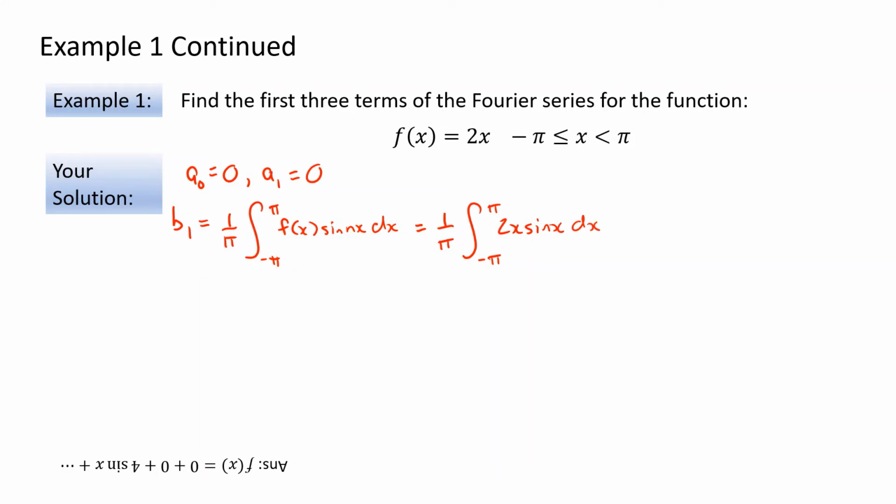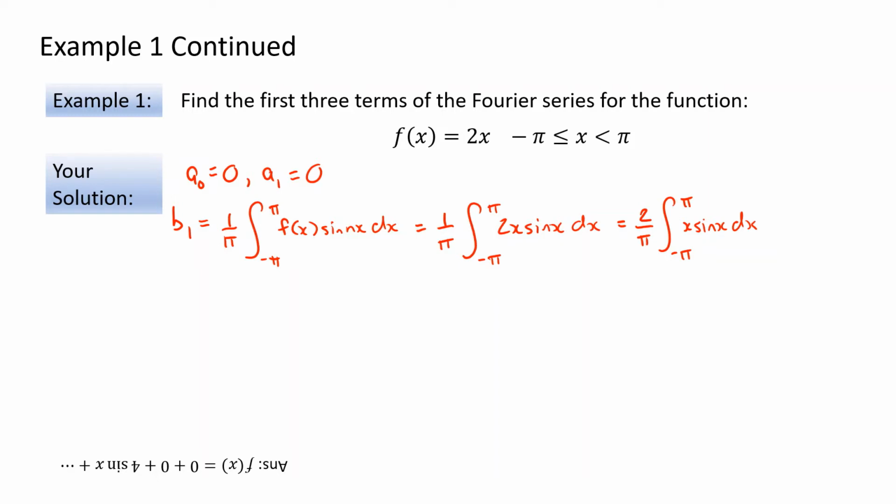Once again, we're going to have to use integration by parts. We have an x and a sine x. We also have that constant 2, so I will move it out of the integral just like I did for the a1 term. So we get 2 over pi times the integral from negative pi to pi of x sine of x dx. Again, for this integration by parts, you will be doing a lot of these in Fourier series, so the method I'm telling you remains the same for all of them.